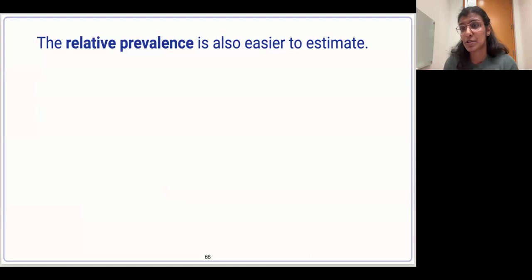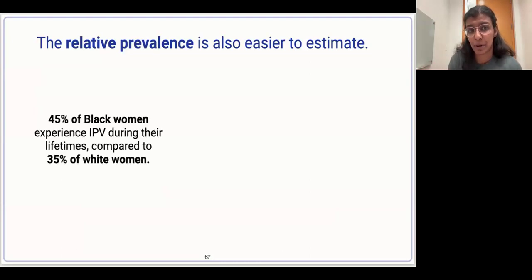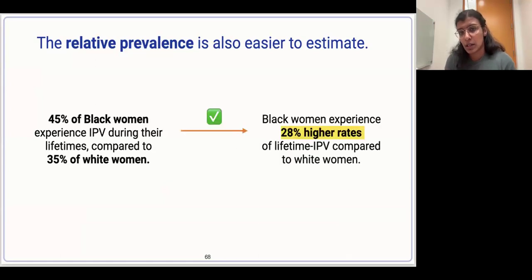Conveniently, the relative prevalence is also easier to estimate compared to the absolute prevalence. So say we have these two statistics, 45% of Black women experience IPV during their lifetimes compared to 35% of white women. We can then use the absolute prevalences to compute the relative prevalence to say Black women experience 28% higher rates of lifetime IPV compared to white women. But we can't go the other direction. So this suggests and illustrates that there are cases when you can estimate the relative prevalence, even when you can't estimate the absolute prevalence. One can be estimated from the other, but you can't go the other direction.